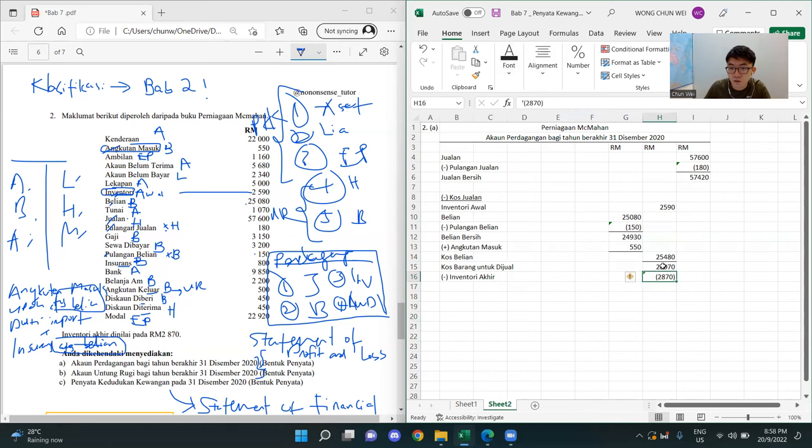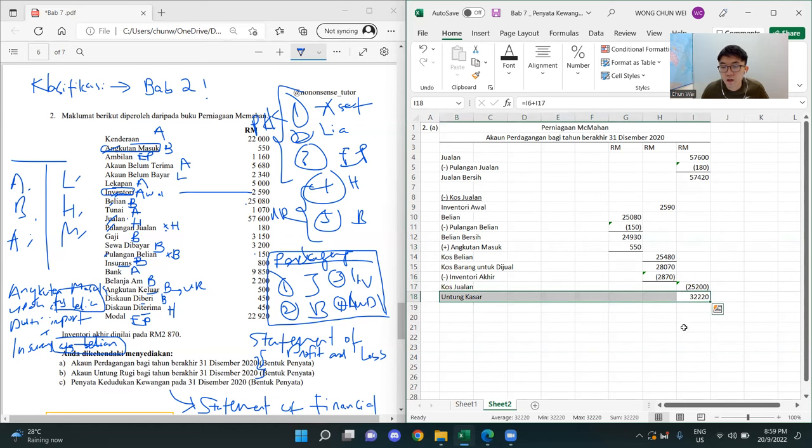Then you draw the line. Cost barang untuk dijual, minus inventory akhir, get this figure. 25,200. And this 25,200 is actually your cost jualan. And this cost jualan is dalam bracket. You see it? So this one will be in bracket. Okay, then use this jualan bersih minus your cost jualan. So this 32,220, one line, double line. So this one is your untung kasar. Yes. So this is your untung kasar. 32,220.